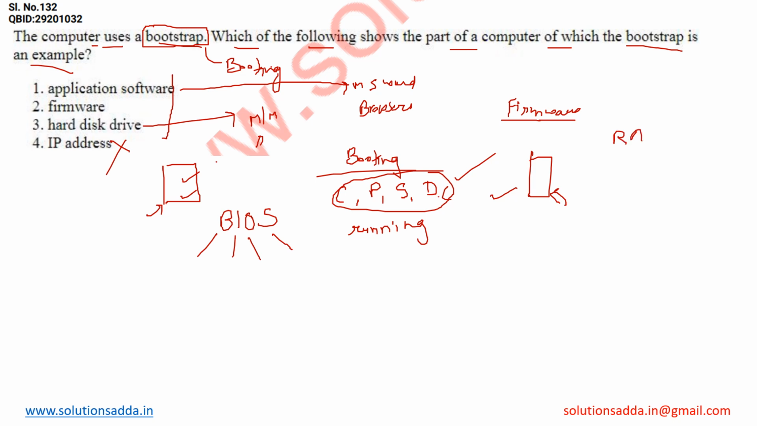Non-volatile memory is read-only memory, in which the firmware or the bootstrap procedure has already been written, and you just need to execute it. Whenever you switch on your system, it will automatically execute it. It is mounted on the ROM, which is a non-volatile memory. So the correct option for this question will be option number 2. Firmware is the right answer.